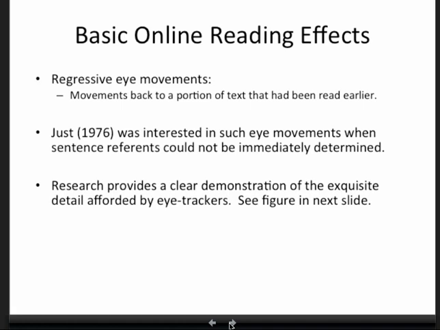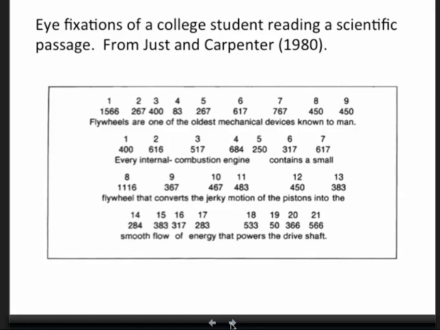And like this finding that we have regressive eye movements. Remember, the poor reader had all of those arrows going backwards. It happens with good readers too, but poor readers do it just a whole lot. Just was someone who studied these kinds of regressive eye movements. When sentence reference couldn't be determined right away, you might need to read on to understand what something means. And so you can see how that has to do with a couple of assumptions that eye tracking is based on. Here's another example from Just and Carpenter.